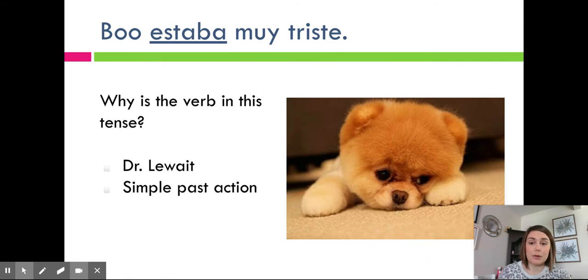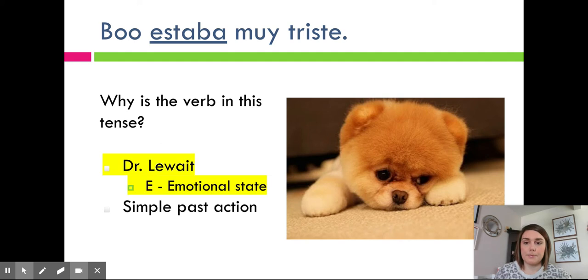Boo estaba muy triste. Why is a verb in this sentence in this tense? Is it Dr. Lewaite or a simple past action? Correct. It should have been Dr. LeWade. It's in the imperfect because it's describing Boo's emotional state. When we talk about emotional states in the past, we use the imperfect. He was sad his friend left the party.